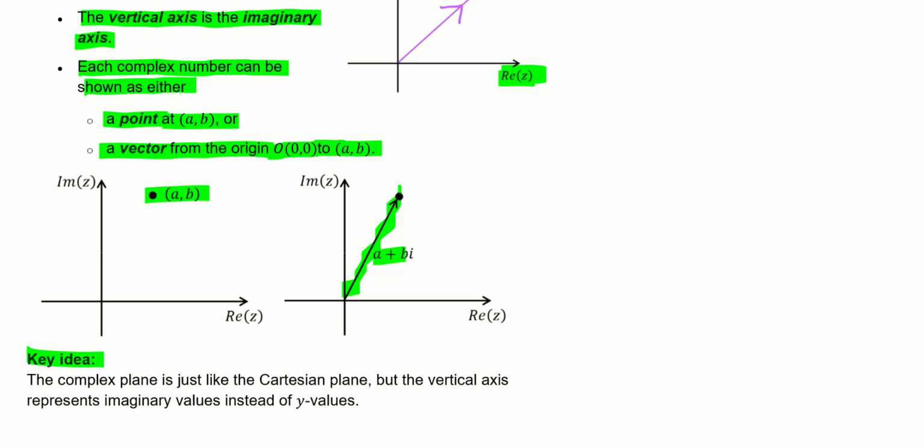Key idea. The complex plane is just like the Cartesian plane, but the vertical axis represents imaginary values instead of y values.